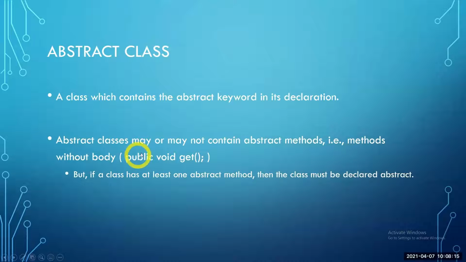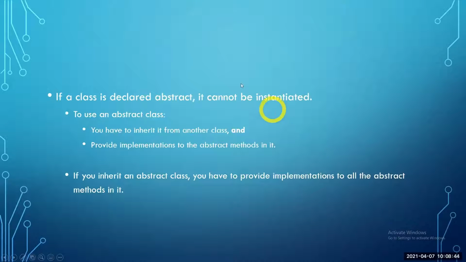Abstract classes may or may not contain abstract methods. You don't have to have abstract methods. But do note, if it does have at least one abstract method, then any subclass must implement it. Plus, the class must declare it as abstract. Like I was saying, you have to provide implementations to all the abstract methods in an abstract class. I'll give an example of all of this once I get through this.